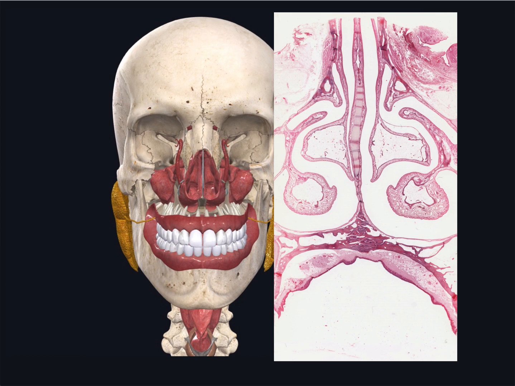Now let me show you a histological section of this region. This is a coronal section taken through the nasal cavity and the oral cavity and stained with hematoxylin and eosin. The oral cavity is here and the nasal cavity above it here.